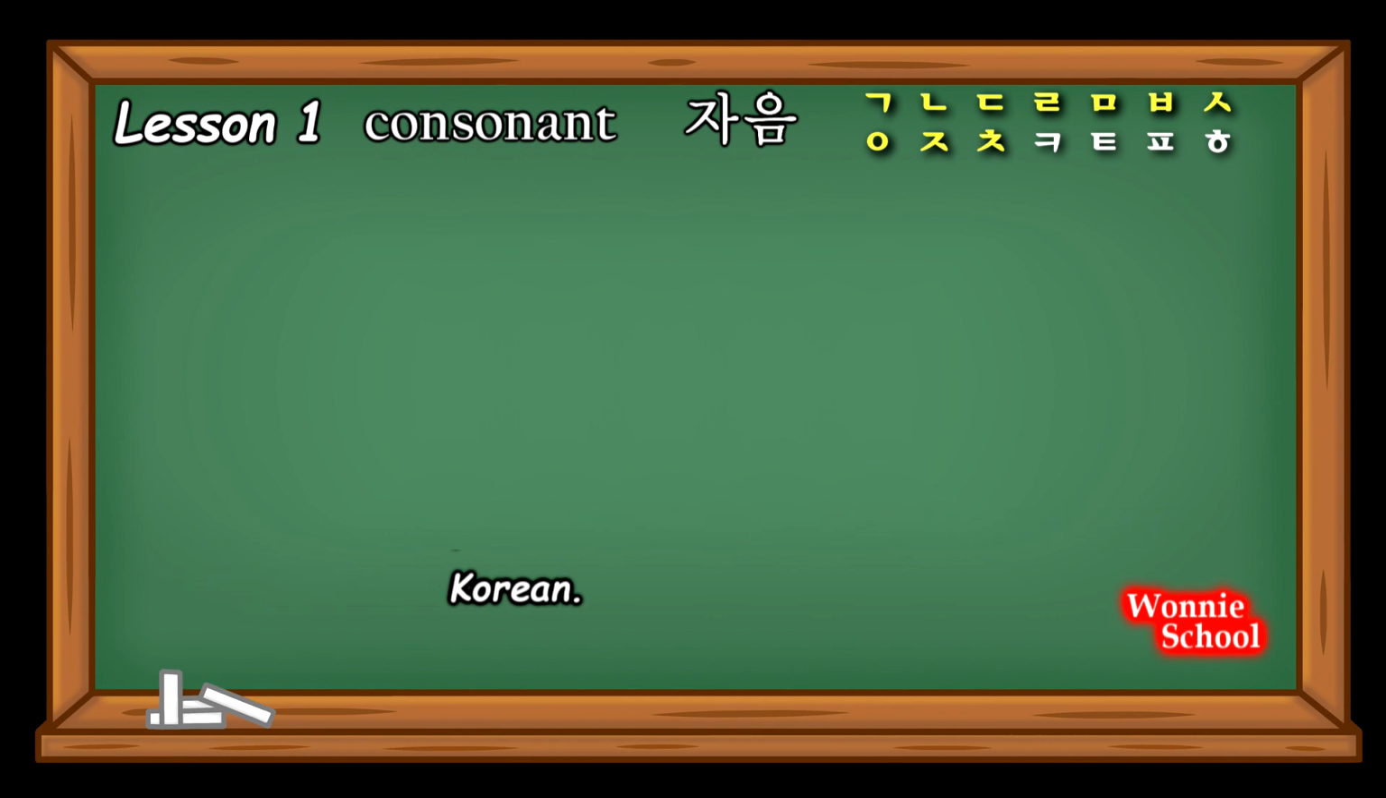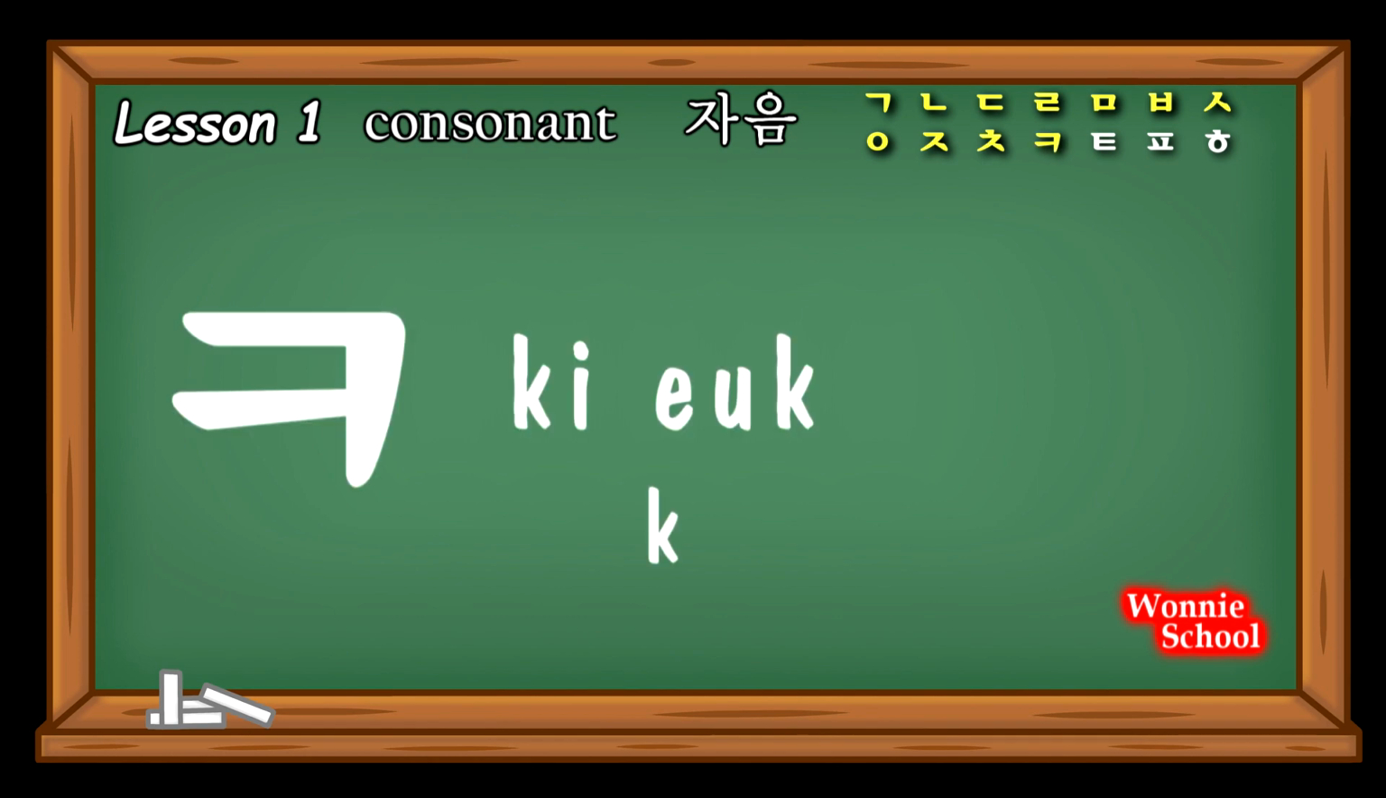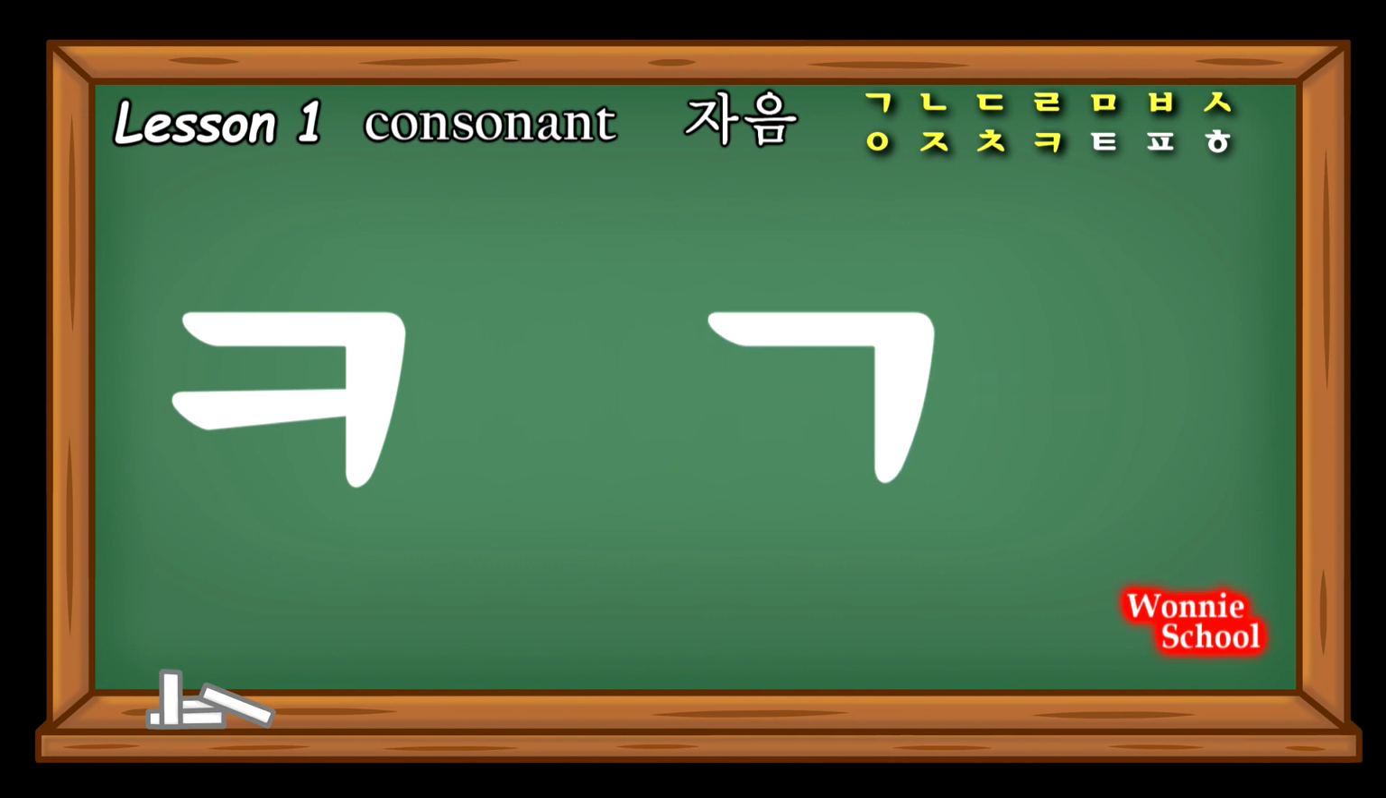Okay, let's get back to the consonant. It's kiuk. This kiuk has K sound. So it's like the word key. K, key. The order of this letter is, do you remember how to write kiuk which you learned very beginning of this video? It was this.